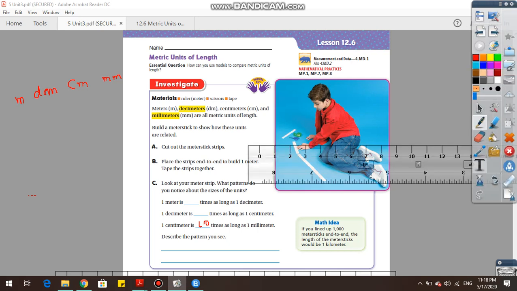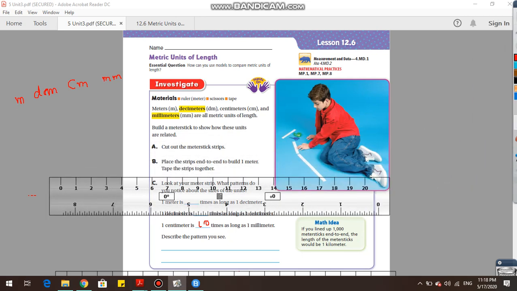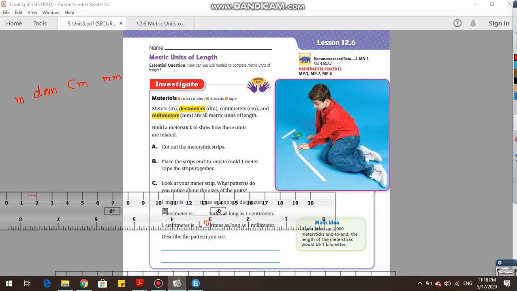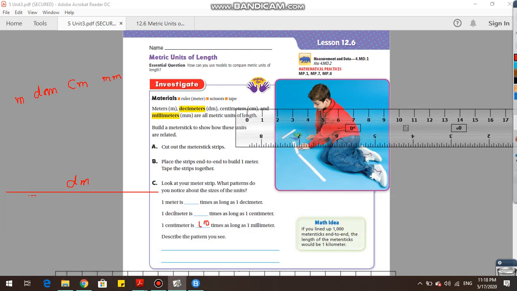Next one is decimeter and centimeter. What is the relation between them? From 1 till 10 centimeters, it will be considered as a decimeter. So 1 decimeter is how many times as long as a centimeter? 10. So 1 decimeter is 10 times as long as a centimeter. 1 centimeter is 10 times as long as a millimeter. Now, 1 meter is how many times as long as a decimeter? Yes, it's also 10.